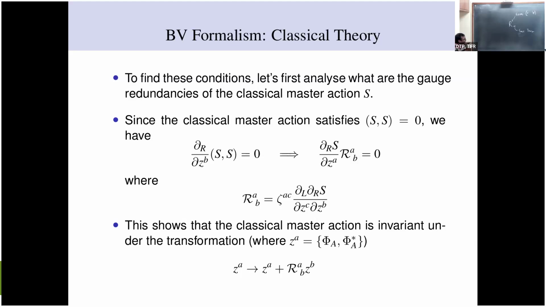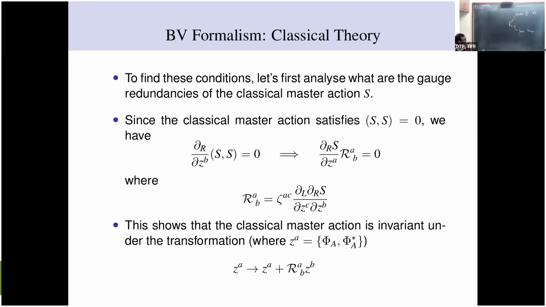Which means the classical master action is invariant under this transformation, because this is basically of the form of a Noether identity. For this R^A_B, the classical master action will be invariant under Z^A going to Z^A plus R^A_B Z^B, where this curly R^A_B is given by this object, and for it you have this Noether identity. So it's a redundancy of this generalized classical master action.